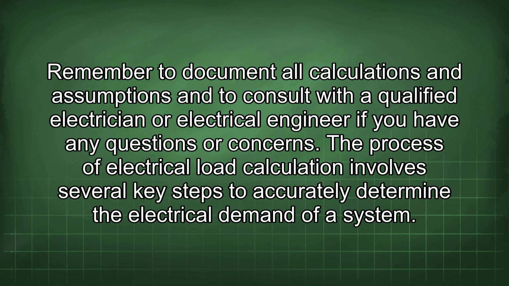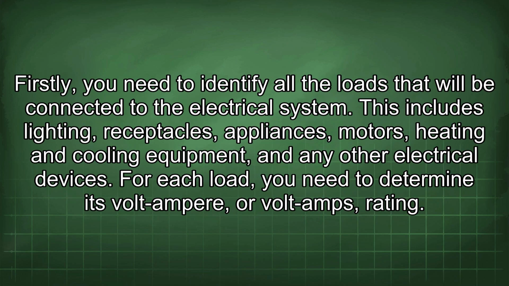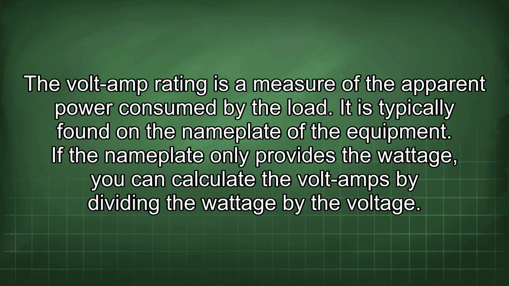any questions or concerns. The process of electrical load calculation involves several key steps to accurately determine the electrical demand of a system. Firstly, you need to identify all the loads that will be connected to the electrical system. This includes lighting, receptacles, appliances, motors, heating and cooling equipment, and any other electrical devices. For each load, you need to determine its volt-ampere, or volt-amps, rating. The volt-amp rating is a measure of the apparent power consumed by the load. It is typically found on the nameplate of the equipment. If the nameplate only provides the wattage, you can calculate the volt-amps by dividing the wattage by the voltage.